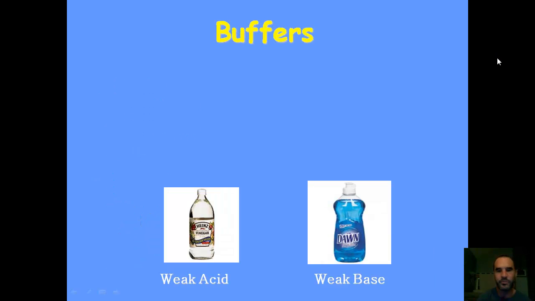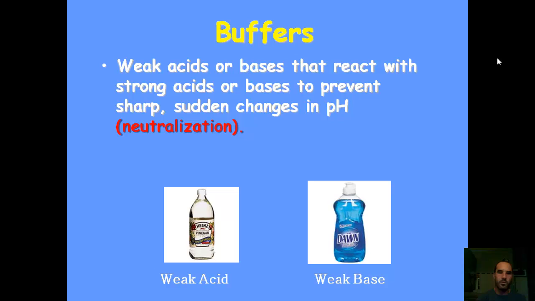So in your blood, so that your pH doesn't change drastically, you've got buffers, and those are weak acids or bases. They're going to react with strong acids or bases to prevent a strong change either way. So if there's a buffer in a system, you could add a bunch of drops of vinegar solution, and it wouldn't make it really acidic right away. The buffer would help to absorb some of those hydrogen ions.